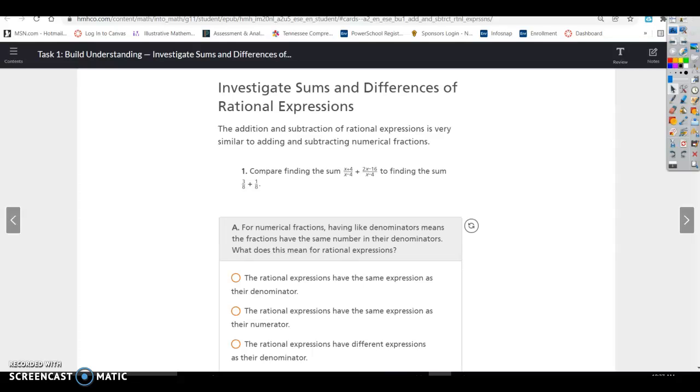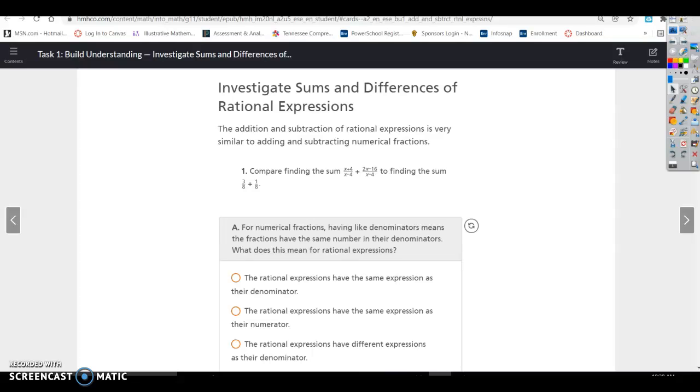Lesson 12.2, Task 1. Investigate sums and differences of rational expressions. The addition and subtraction of rational expressions is very similar to adding and subtracting numerical fractions. Compare finding the sum of (x plus 4) over (x minus 4) plus (2x minus 16) over (x minus 4) to finding the sum of 3/8 plus 1/8.